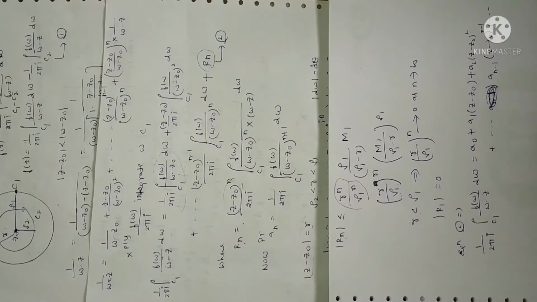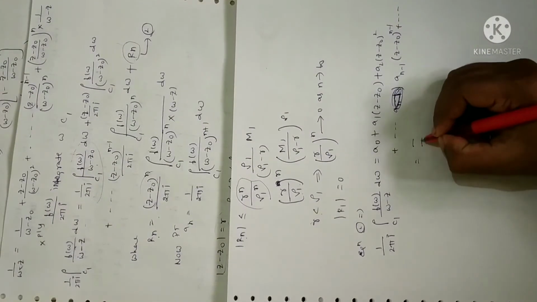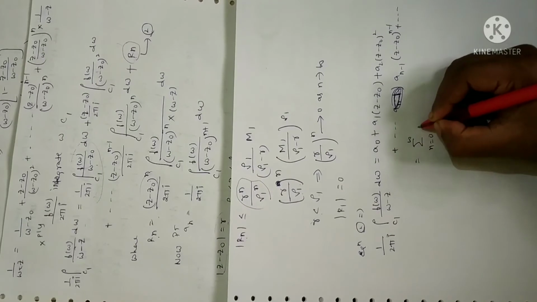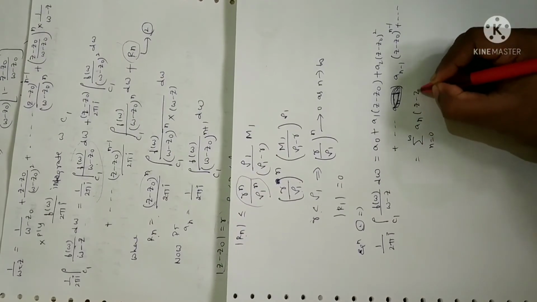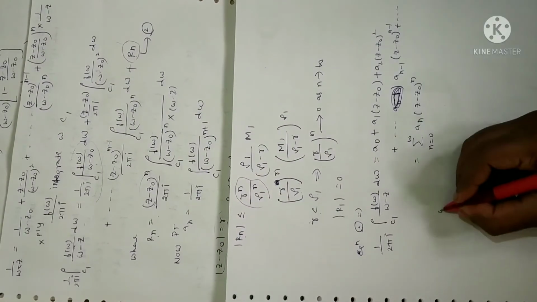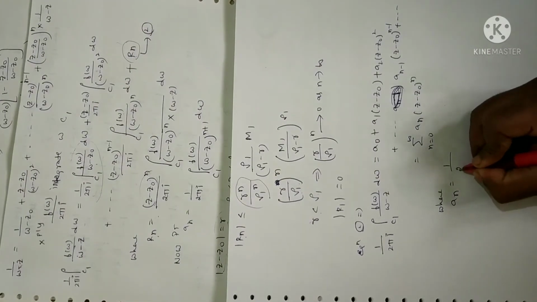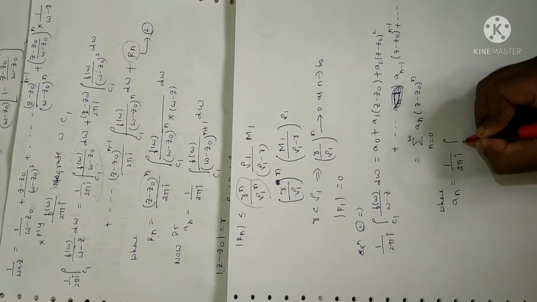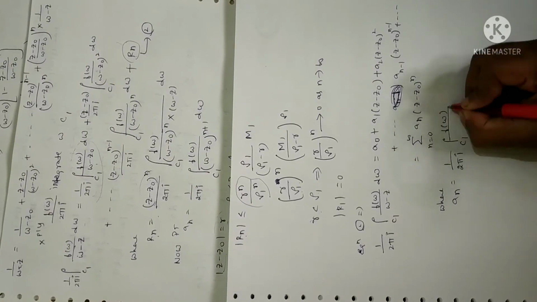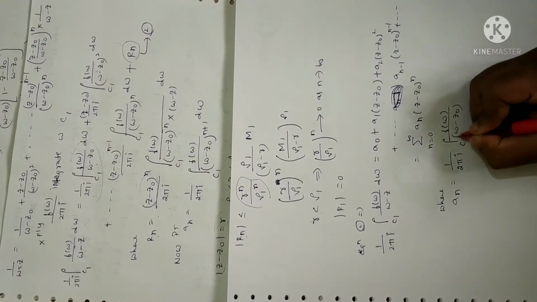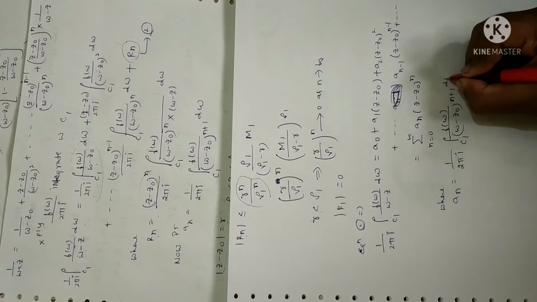So these terms will be continuing. Now I'll just write this expansion as sum of n is equal to 0 to infinity an into z minus z naught power of n, where now you can understand clearly, where an represents 1 divided by 2 pi i integral over c f of w divided by w minus z naught power of n plus 1 into dw.